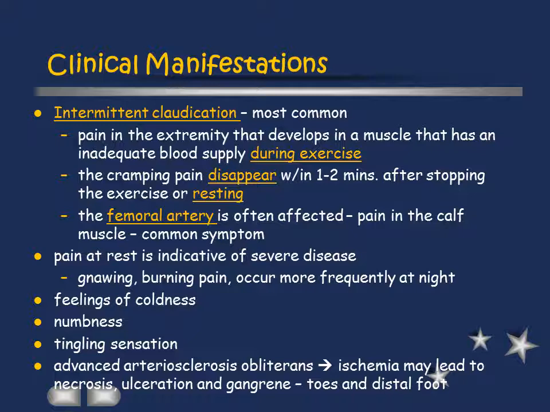Pain in the calf muscles is a common symptom in intermittent claudication. Then pain at rest is indicative of severe disease, that is grinding, burning pain that occurs more frequently at night. Then feeling of coldness, numbness, tingling sensation. In advanced arteriosclerosis obliterans, it leads to ischemia, and may lead to necrosis, ulceration and gangrene of the toes and distal foot.